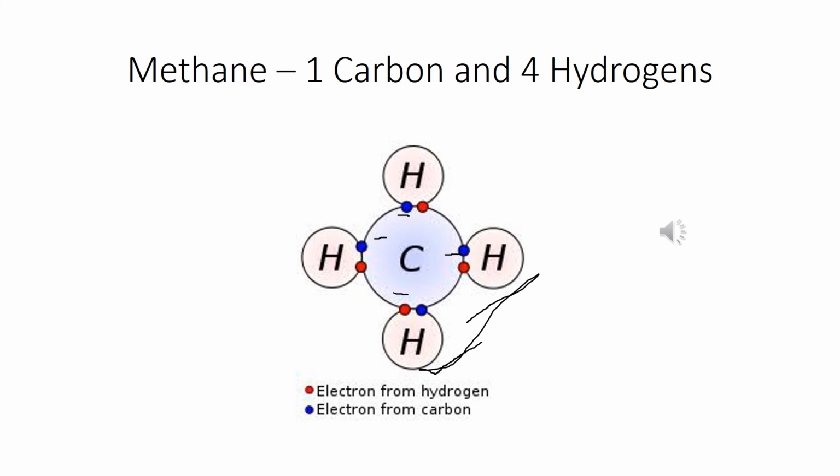Each hydrogen is sharing an electron because it wants 2, and it is very stable. 4 hydrogens, 1 carbon, very stable element. This is methane.